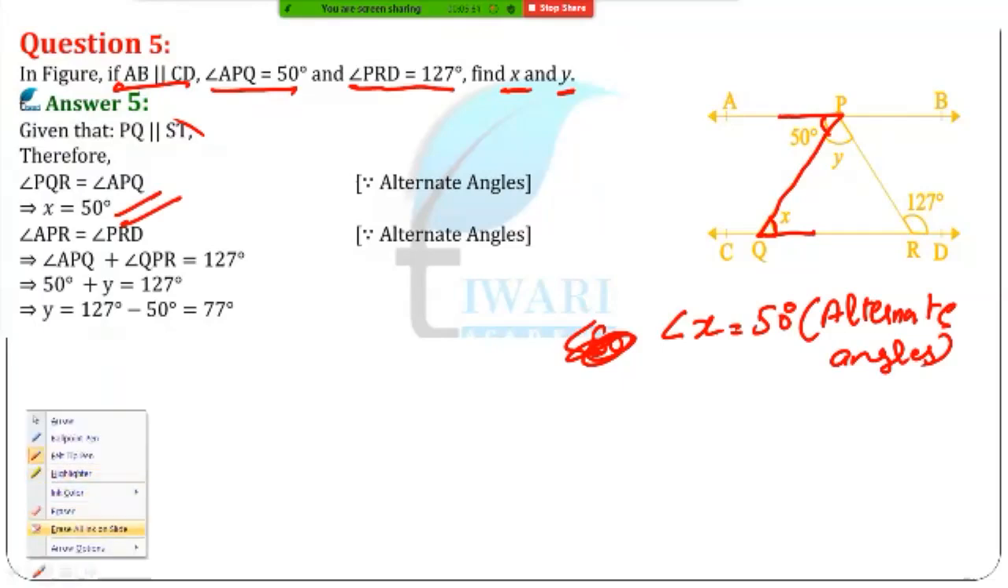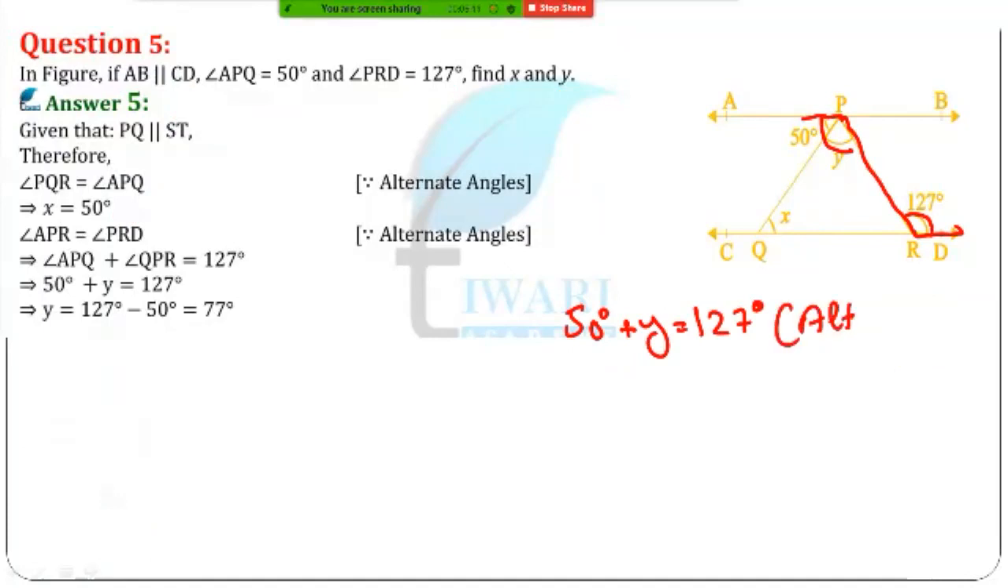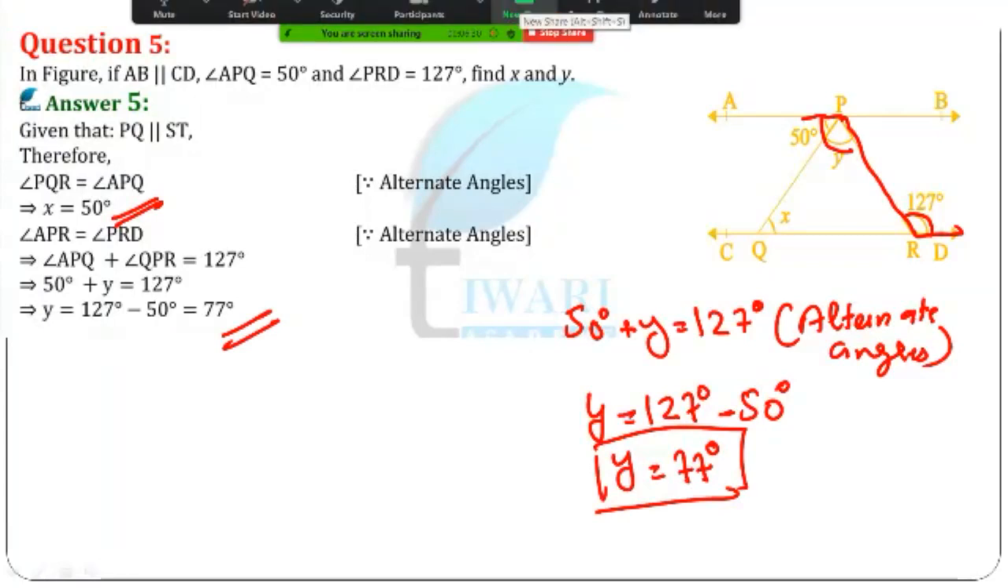So next, we have to find the value of Y. So this is also forming a Z here. This line also forms a Z. These two are also alternate angles. So one alternate angle is 50 plus Y and the second alternate angle is 127 degrees. These are also alternate angles. So the value of Y is found to be 127 degrees minus 50 degrees. So the value of Y is 77 degrees, which is your required answer. So the value of X is 50 degrees, the value of Y is 77 degrees. That is your required answer.